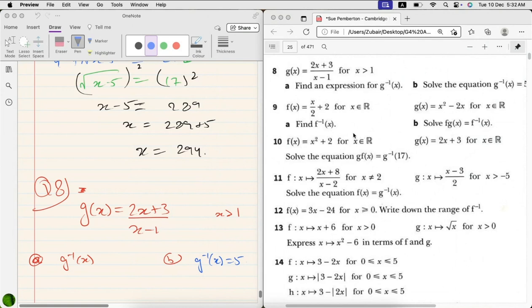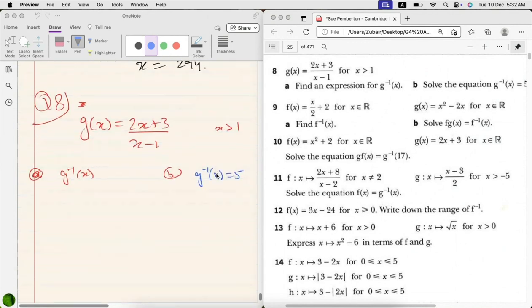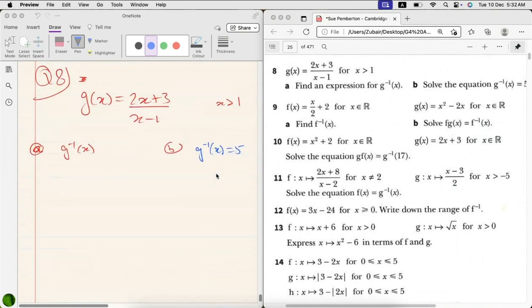Is it working? I'm trying to do the A part, but okay.